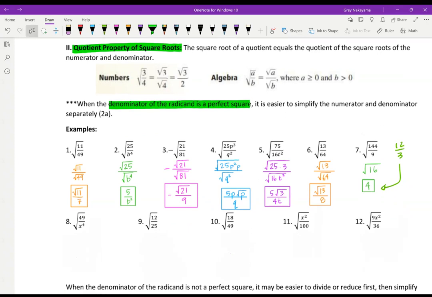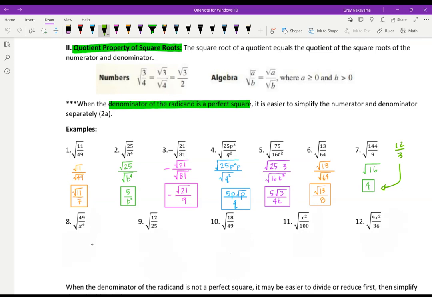Number 8, square root of 49. I'm not going to keep writing it, y'all. You know that this right here can be broken up to look like that. You don't have to write it that way if you understand that. So I'm just going to take the square root of 49 as 7.